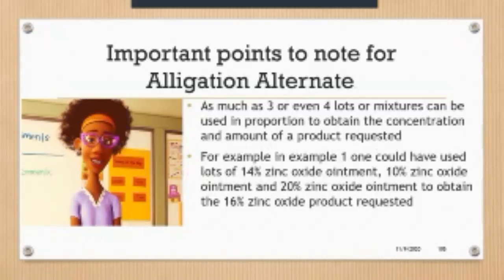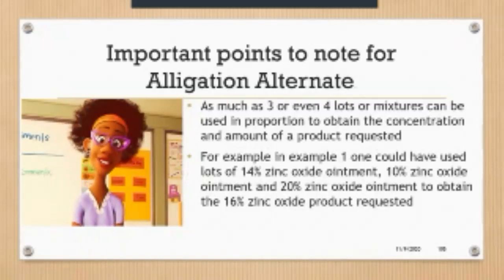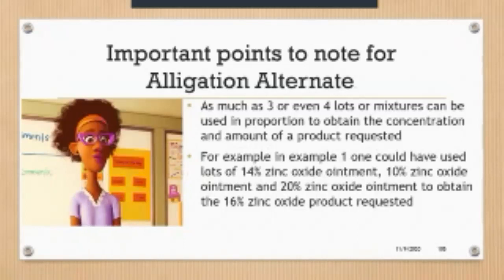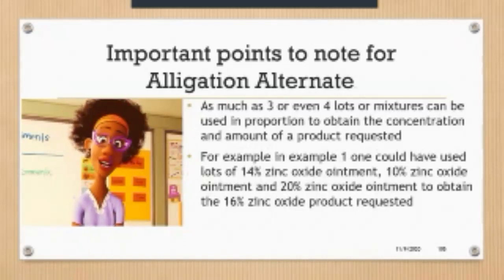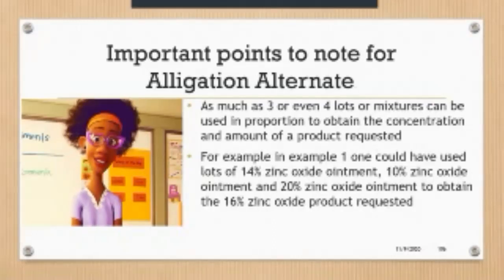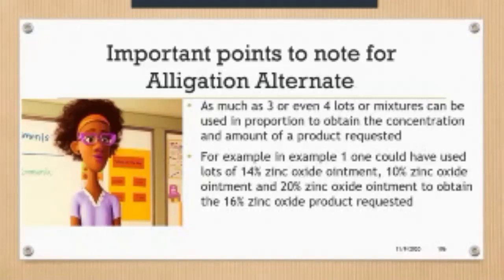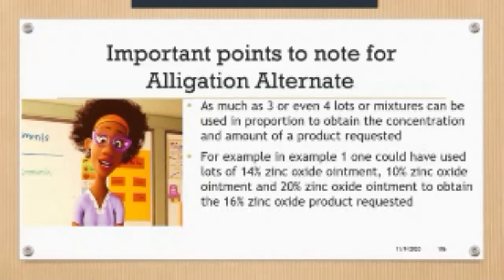You can use this method to mix 3 or even 4 lots of mixtures, right? But there's a particular way to do it. You can only do it 2 concentrations at a time, right? But you'll have to do them in steps. So let's look at this example. We could use example 1 and use lots of 14%, 10%, and 20% zinc oxide to produce a 16%. So let's see how that would go.